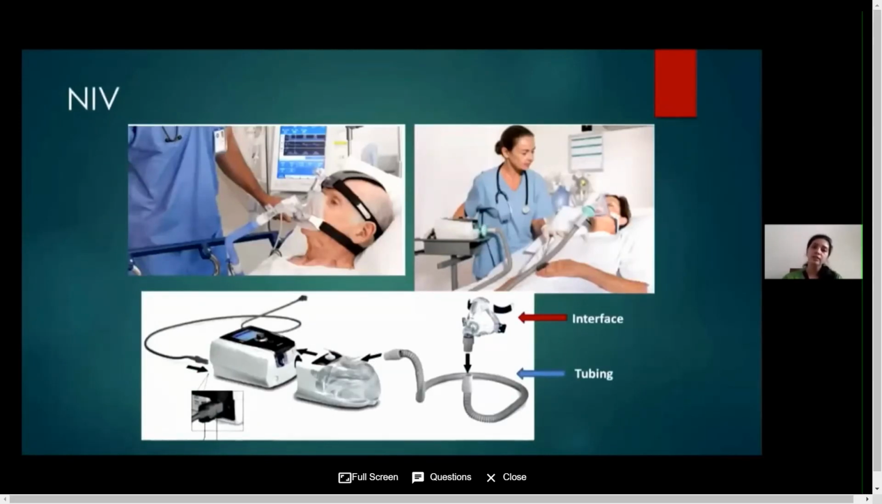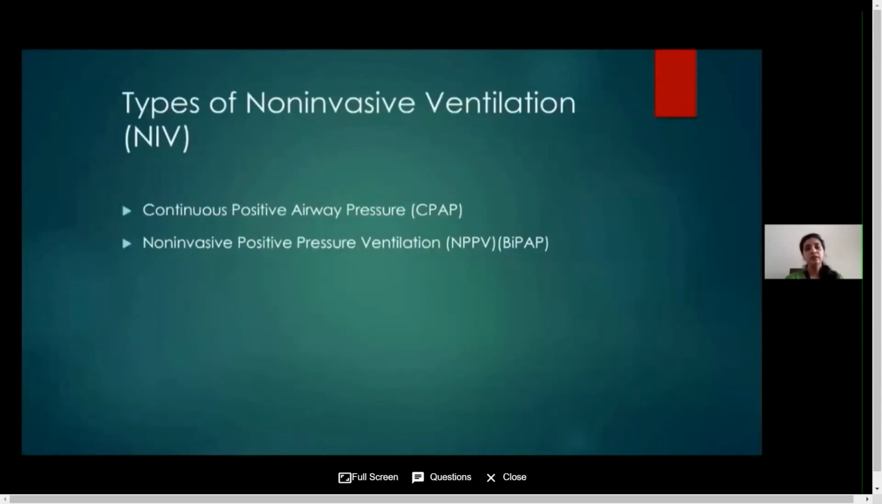The non-invasive ventilation devices, again, are commonly used even in the ward setup nowadays. It consists of this instrument which provides the ventilation, a tubing, and the interface which connects the machine to the patient. There are mainly two types of non-invasive ventilation. One is the continuous positive airway pressure, the other is non-invasive positive pressure ventilation.